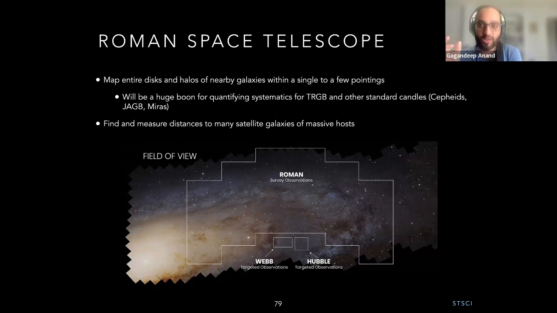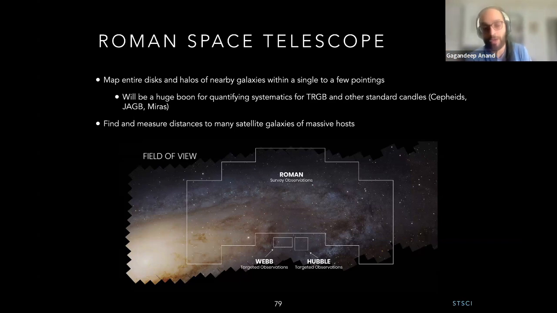It's got the same size mirror as Hubble, but due to advances in detector technology and design, the field of view of Roman will be huge. And so you can see down there what the field of view of an individual JWST observation or an individual Hubble observation is, and you can compare it to the size of Roman. And so what that allows you to do is map entire disks and halos of galaxies within just a single to a few pointings.